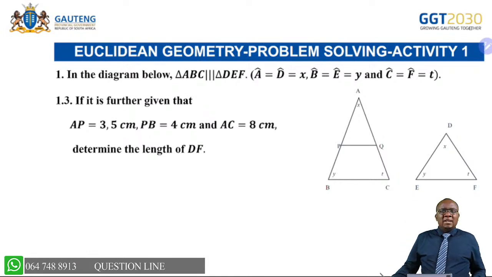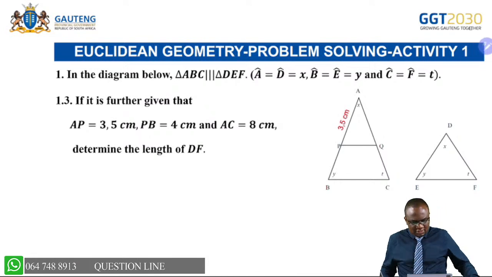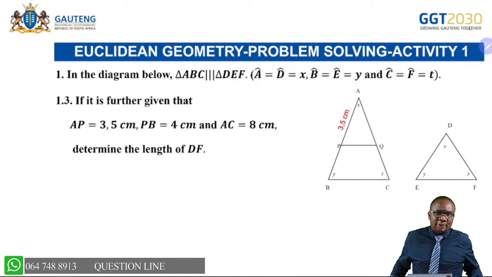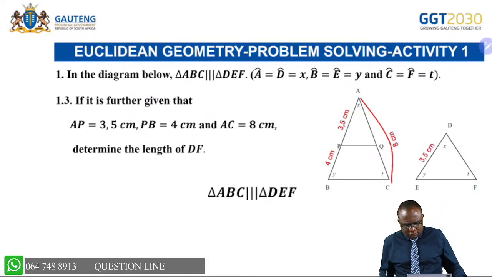Let's continue. I said you must write the information that is given. So here we're given that AP is 3,5. Write that on the diagram. PB is 4 centimeters. Write that on the diagram. AC is 8 centimeters. Write that on the diagram. And then we're supposed to find what DF is.